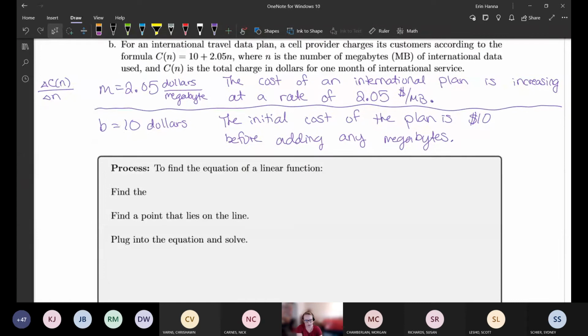All right, so the next thing we need to talk about is actually finding the equation of a linear function. So if we want to find the equation of a linear function, here's the process we're going to use. First thing you're going to do is find the slope. So remember, that's our y2 minus y1 over x2 minus x1. You're going to find a point that lies on the line. Sometimes you're given this.